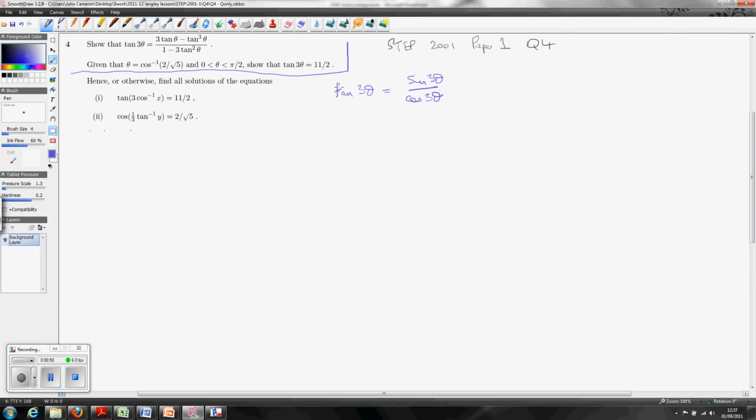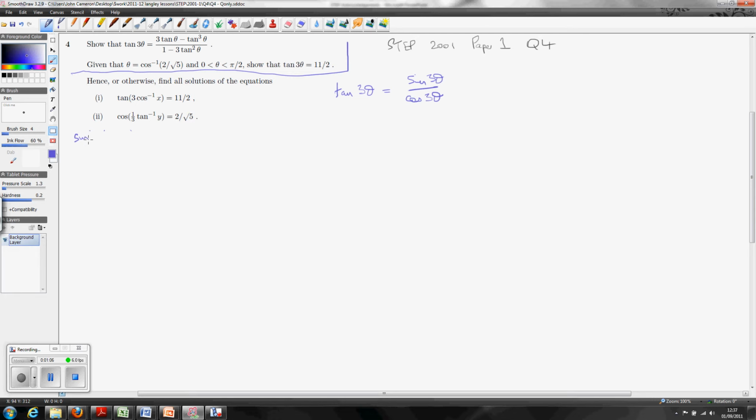And although there are formulae for this, I can't remember most of them, so what I'm going to do is work out what sine 3 theta is by working from sine 2 theta and sine 1 theta. Let me go about this.